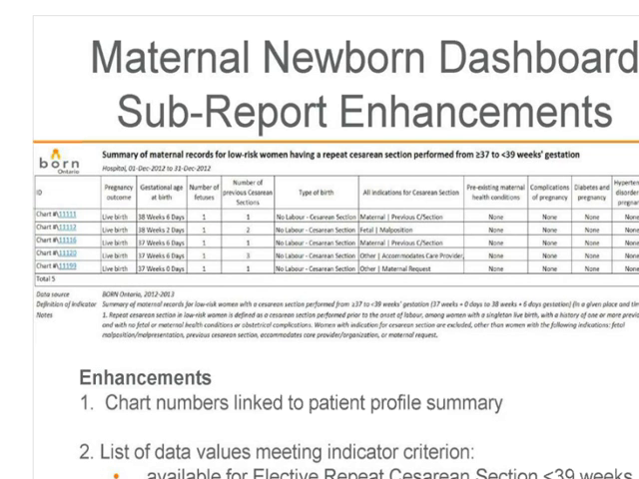It's quite small, so I'm going to break it down into 2 separate slides. But basically, I want to show you that there were 5 maternal records in the month of December for which their elective repeat C-sections were performed prior to 39 weeks. So you'll see a list of 5 records. And on the left-hand side, you can see that there's another hyperlink, or a chart number. So these are the chart numbers that lead you to the patient profile summary. I'm going to show you this a bit bigger in the next slide.